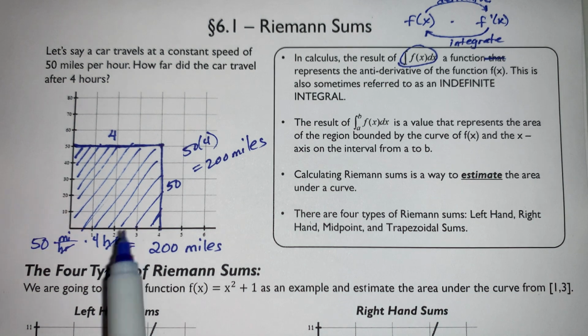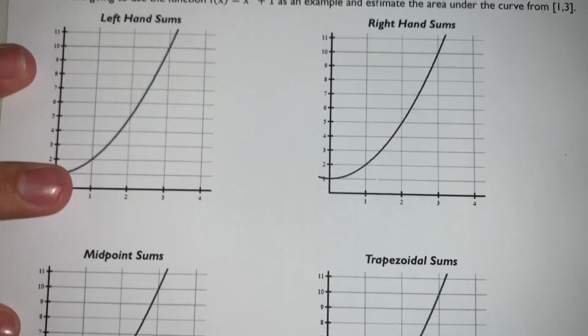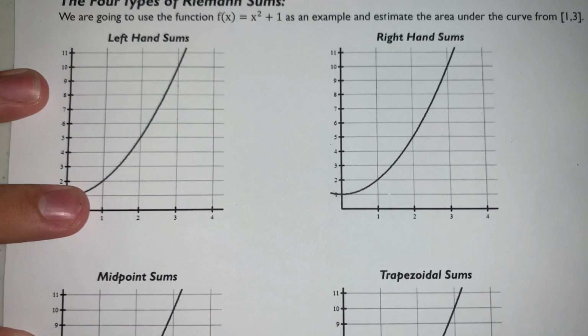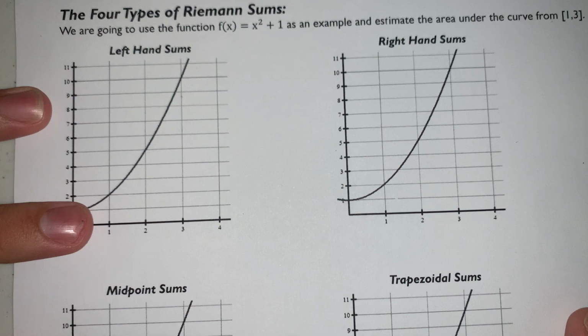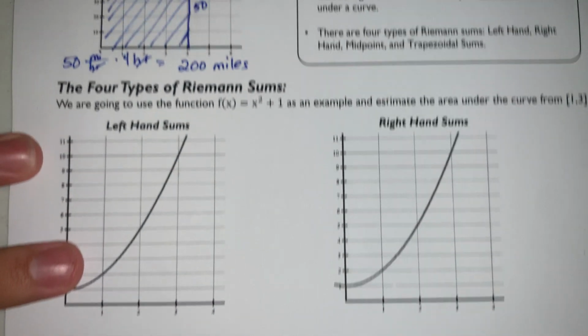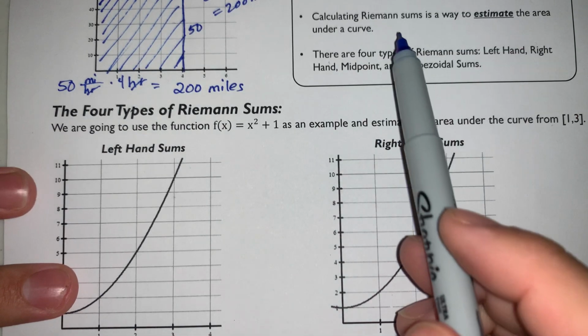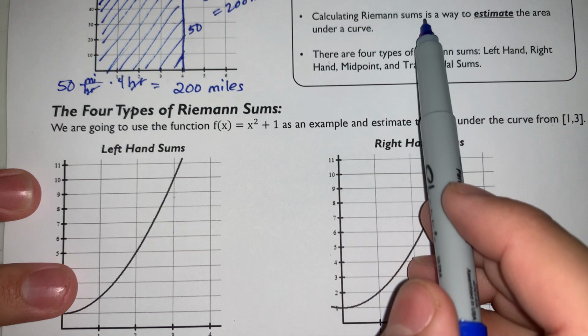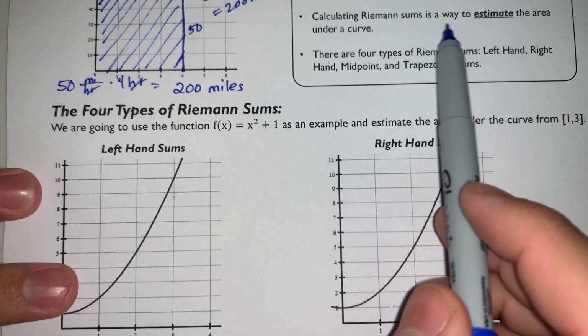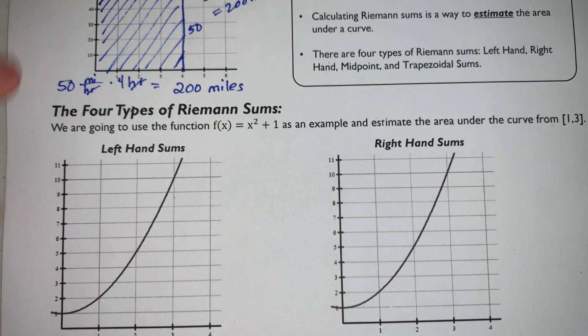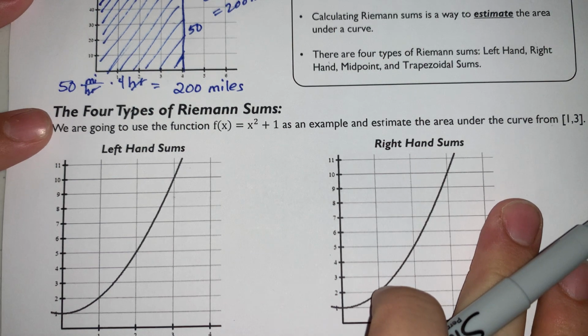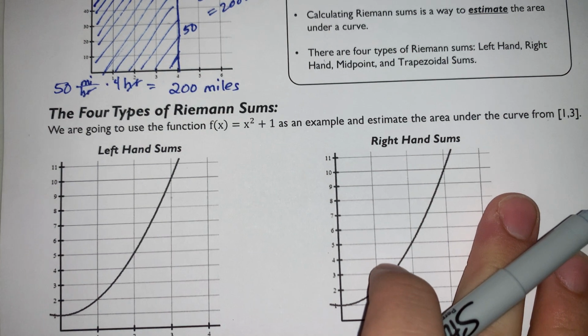Now, obviously, for rectangles, we know that's just the base times the height. But when we start getting into curves, that's where things get a little bit more complicated. So this is why we have the concept of Riemann sums. Calculating a Riemann sum is not the most accurate way, but it's a way to estimate the area under the curve. And traditionally, this is how most calculus classes start integration.